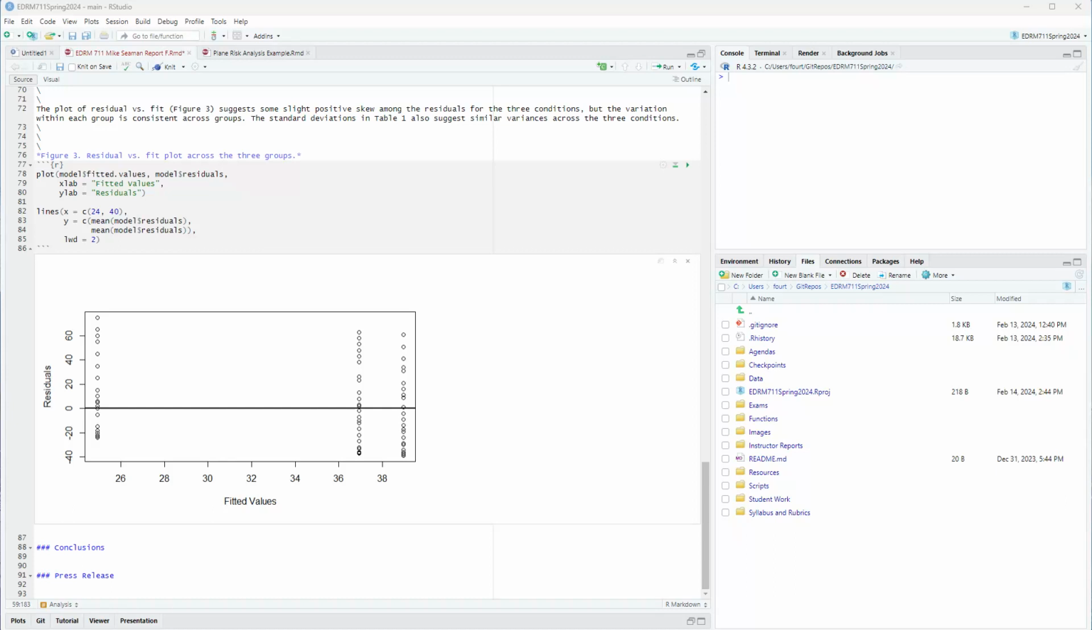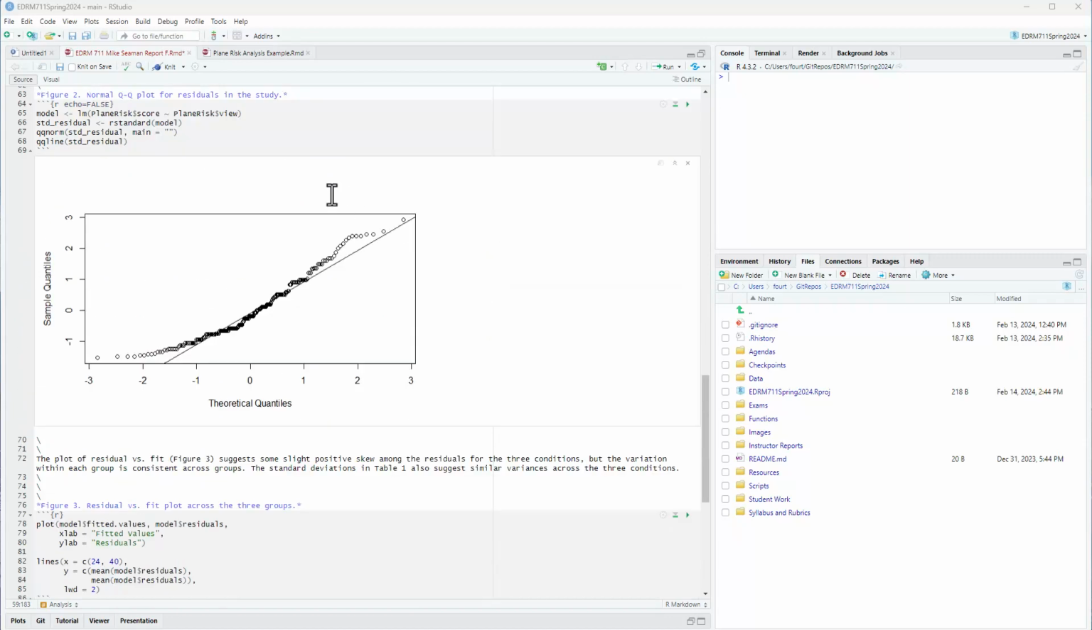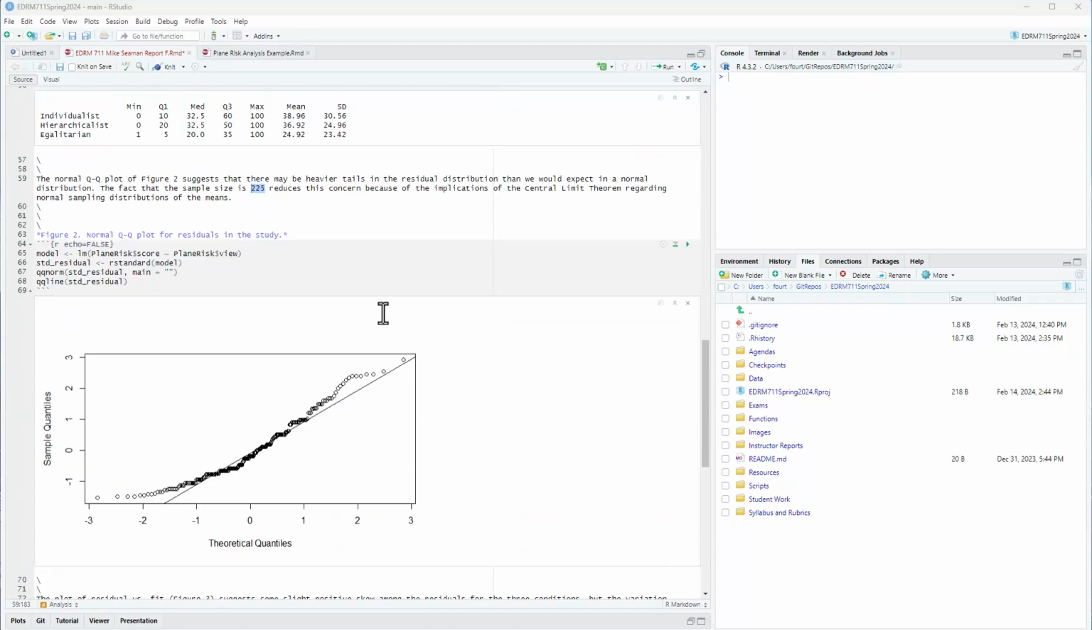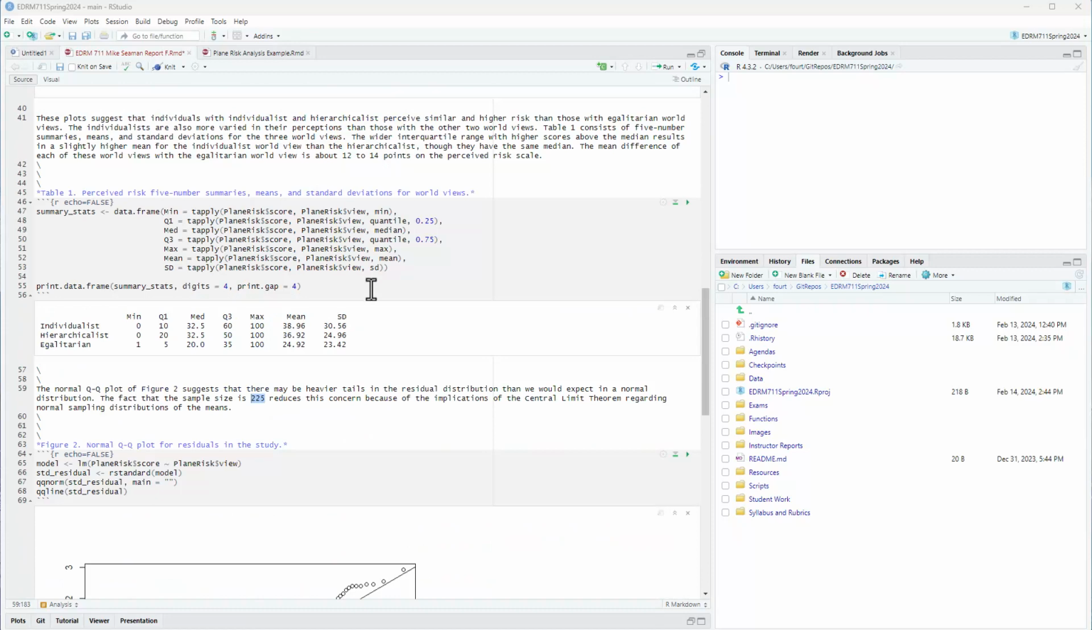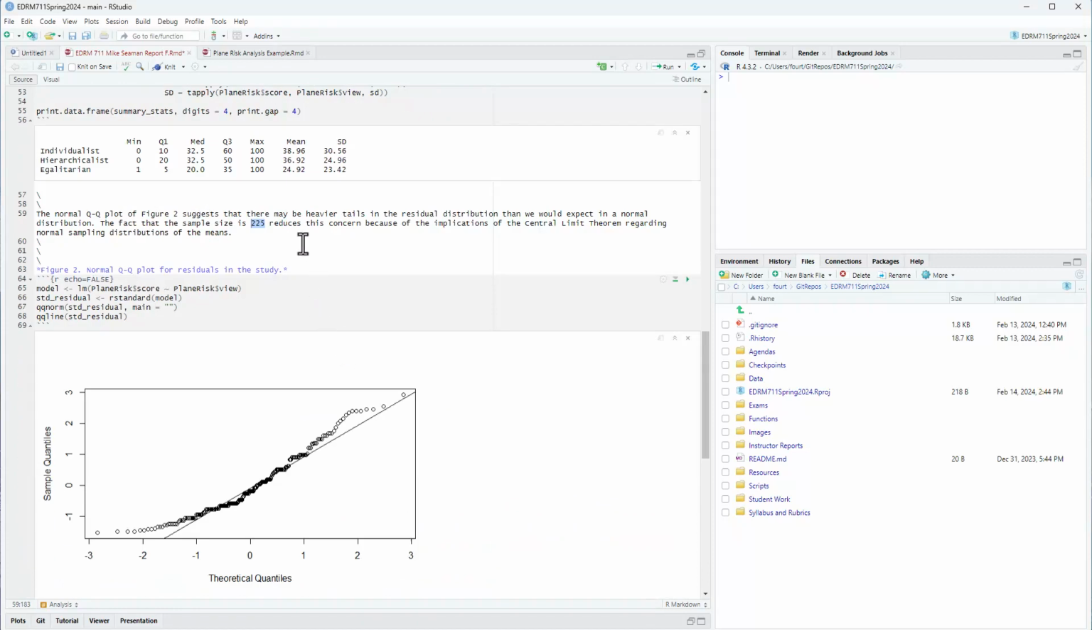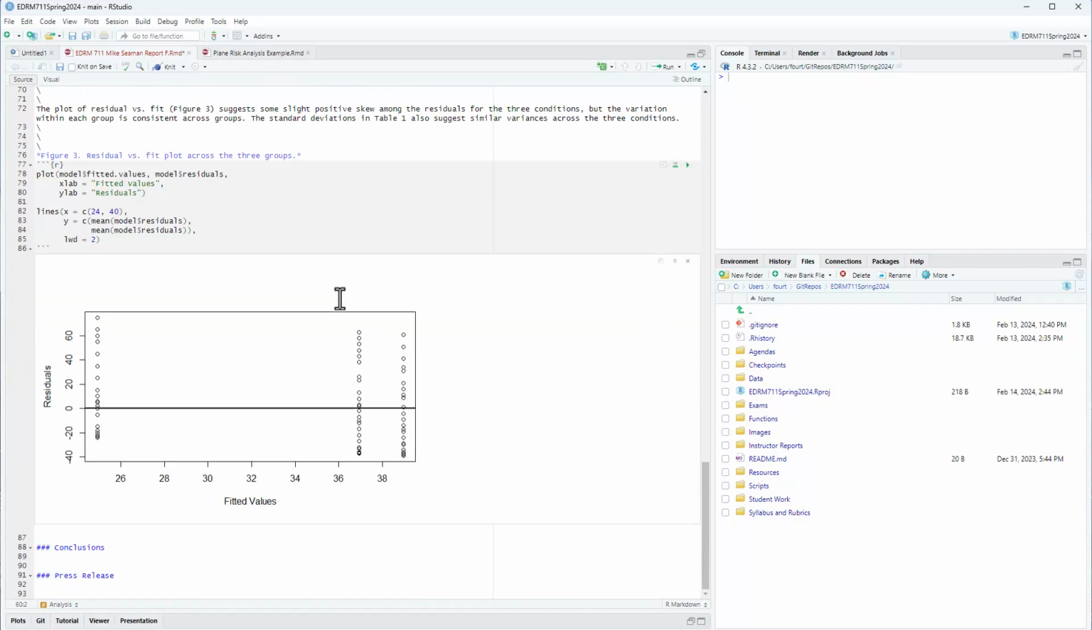Let's continue working on this report to answer the research question about the differences in worldviews and their effect on perception of plane risk. Actually, we don't know that it's an effect because this is not a true experiment, but at least see if they're associated with perception of plane risk. So I had created my plots to look at the conditions for valid inference. I also went and looked at the standard deviations in the table to help with that. Now it's time for me to actually do my inference.